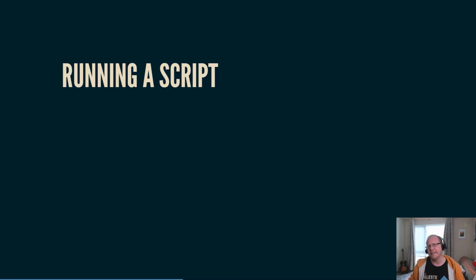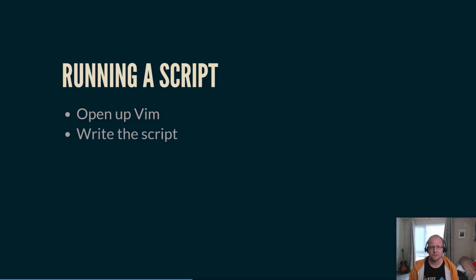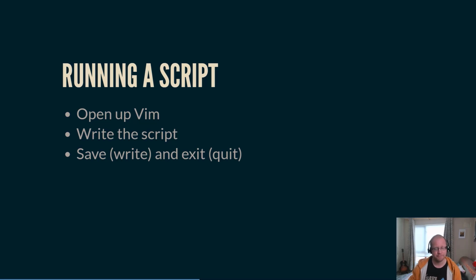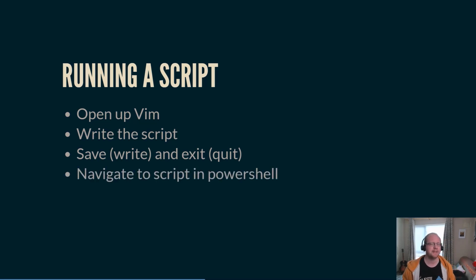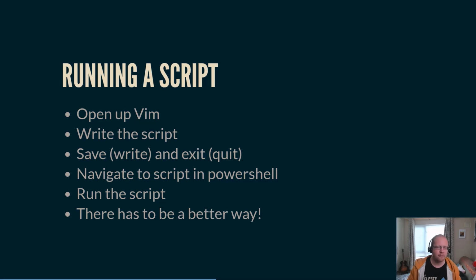So let's get into the process. How did I initially run a script in Vim? Well, the first way was to open up Vim, write the script, save and exit with :wq in Vim, navigate to the script in PowerShell, and then run the script. There had to be a better way. Let's start off small. How can we write a PowerShell script, say a one-line command, and execute it without actually having to leave Vim, running it within Vim itself?